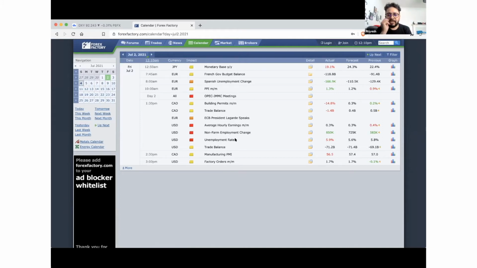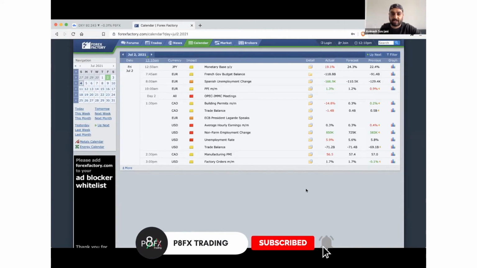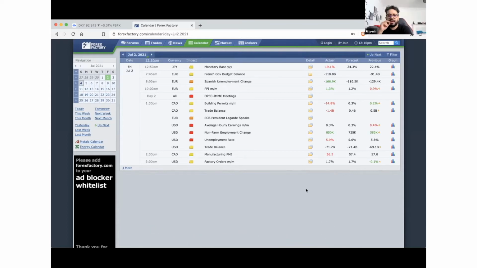So out of all these three, what was positive, what was negative? Unemployment rate looks negative. Non-farm employment looks positive. And average hourly earnings looked negative. Okay. So when this data came out, who remembers the price action? What happened in the price action?